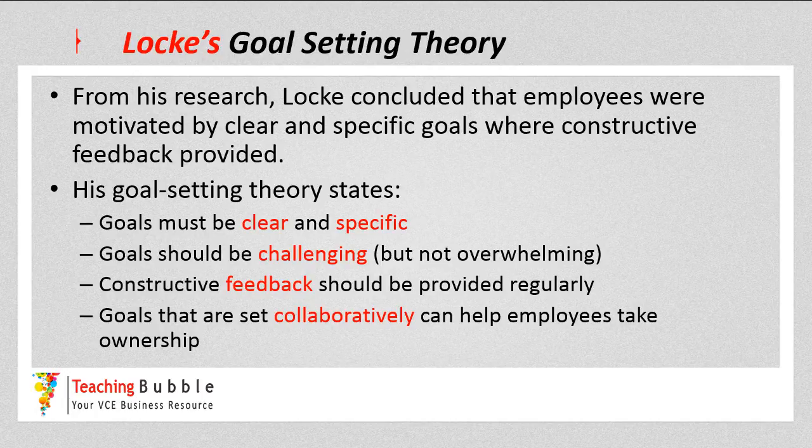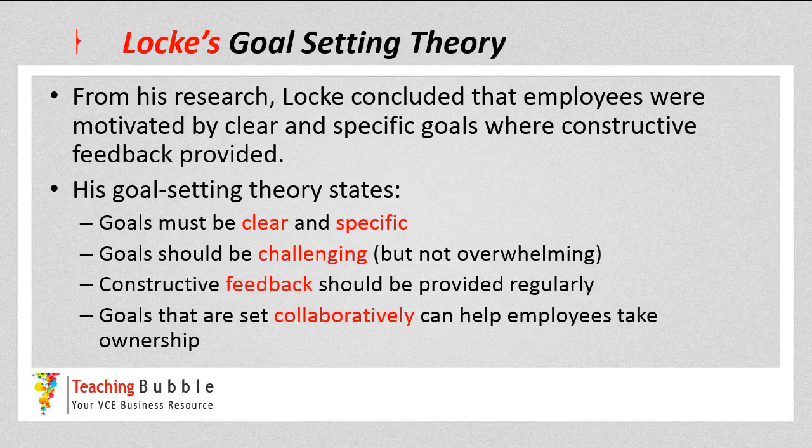In this video we're going to look at Locke's goal setting theory. This is our third motivation theory that we've gone through. We've been through Maslow's hierarchy of needs, Herzberg's two-factor theory, and now we're looking at Locke's goal setting theory. So what Locke did, he wanted to determine what relationship, or was there any relationship, between setting goals and motivation, and what he found was that employees were motivated by clear and specific goals where constructive feedback was provided.